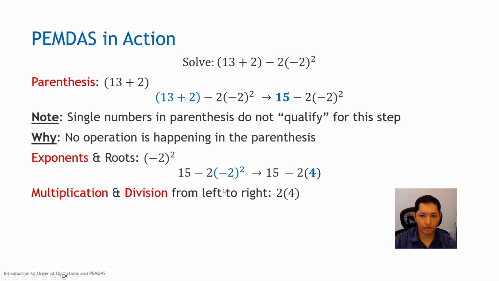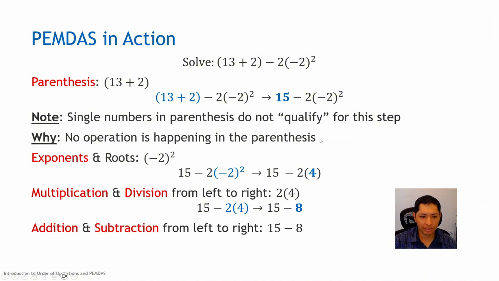Next in PEMDAS is M and D, so multiplication and division from left to right. Looking at 15 minus 2 times 4, the only multiplication or division that I see is 2 times 4. So solving that and placing it back into the equation, 2 times 4 is 8, so the equation now becomes 15 minus 8. And finally, the last step is addition and subtraction from left to right, and the only operation left is a subtraction of 15 minus 8, and that is 7. So the answer here is 7.